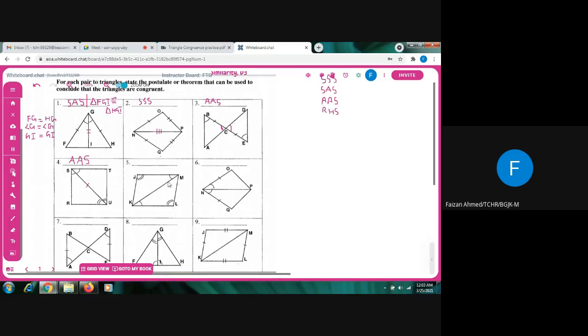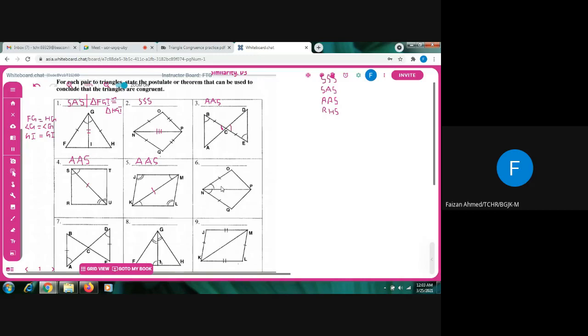In question number 5, again, we have been provided with two angles. These two angles are equal and these two angles are equal. And we can say that this side is common between the two, so this side will always be equal. So again, according to angle side, because we have two angles and one side, these two triangles are congruent, and the test which is telling us that they are congruent is angle side.